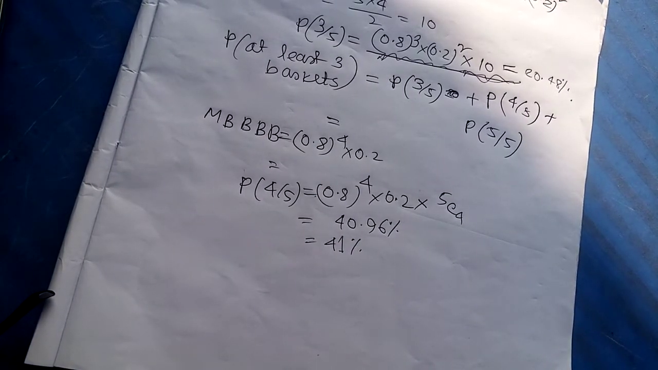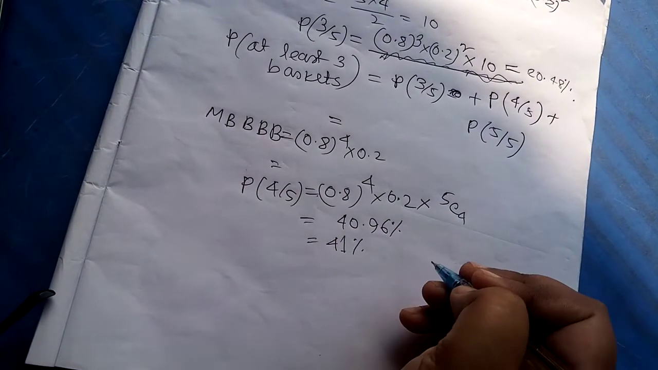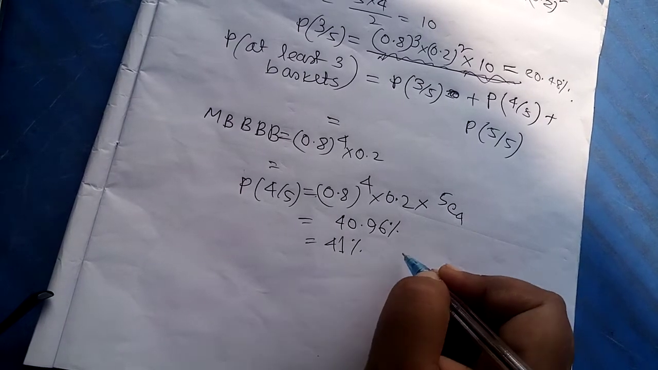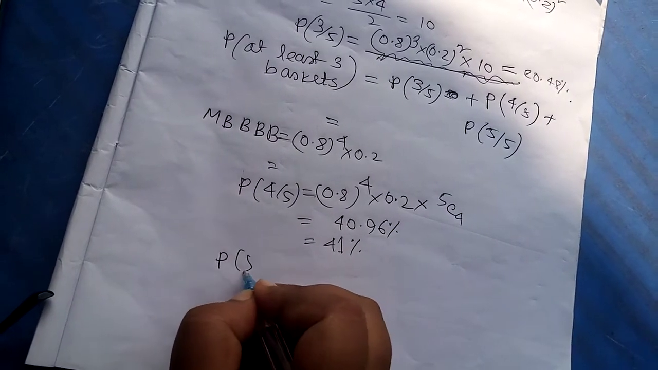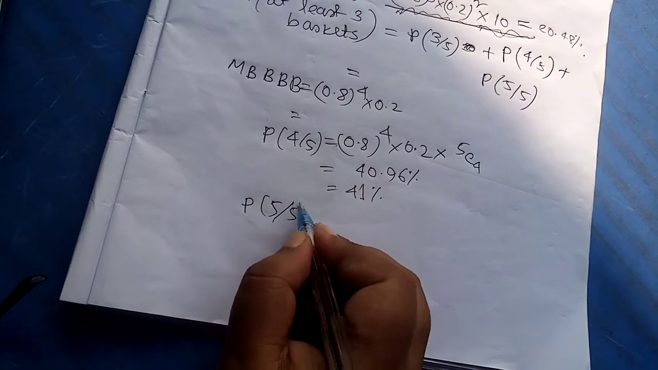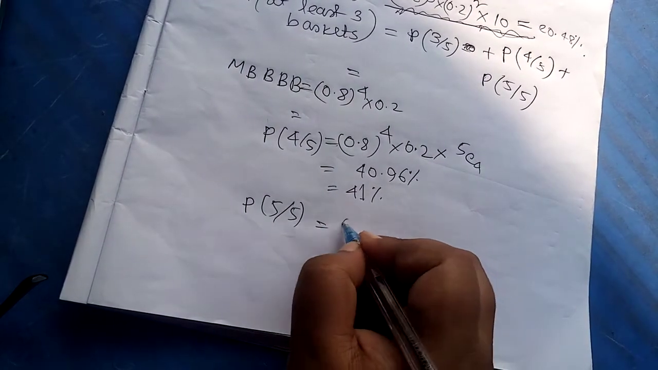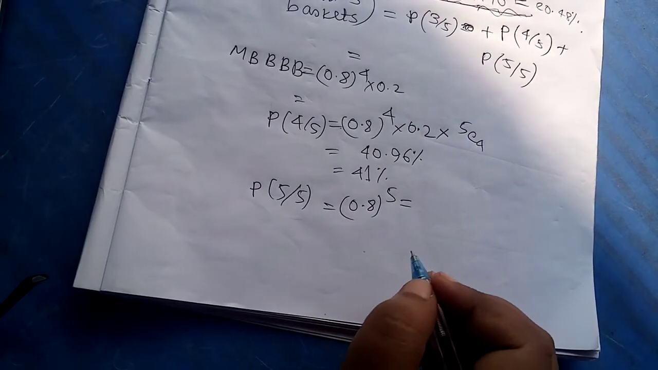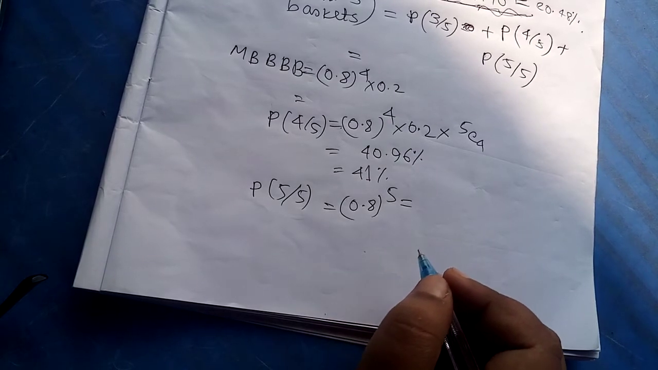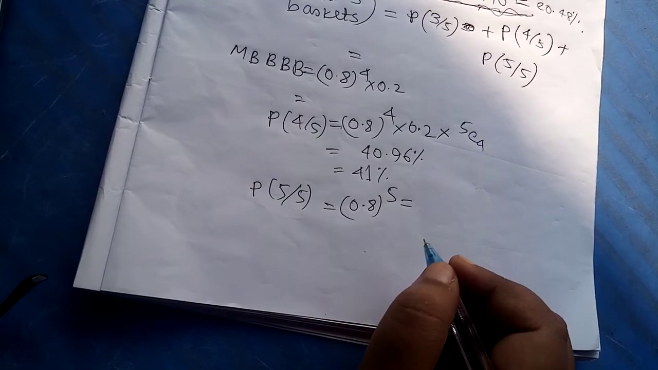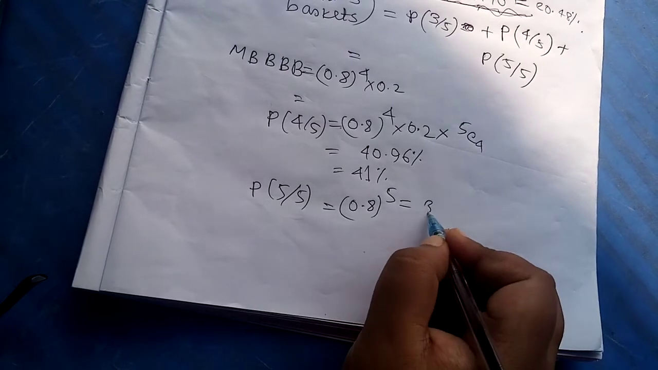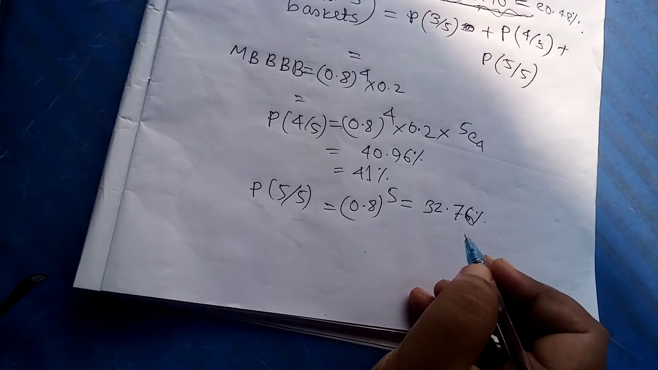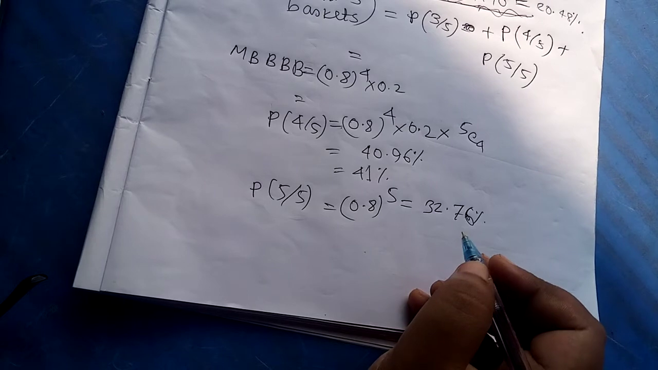And what's the probability of getting 5 out of 5? Well, there's only one way of getting 5 out of 5. You have to get all 5 of them. So this is 0.8 to the 5th power. Get the calculator back. So it's 0.8 times 0.8 times 0.8 times 0.8 times 0.8 equals 0.3277. So 32.77% shot.